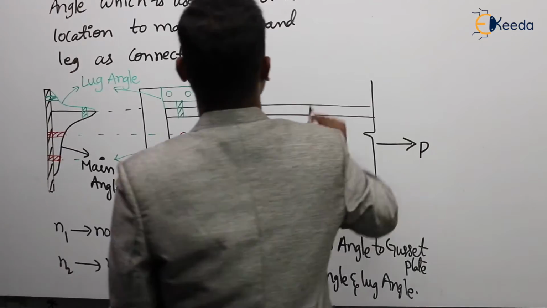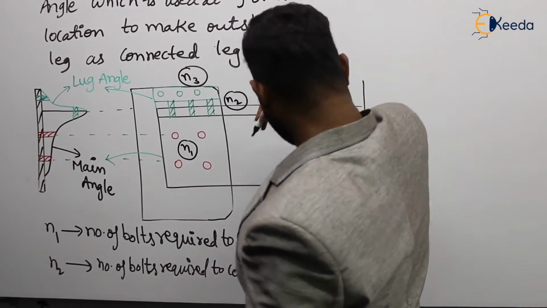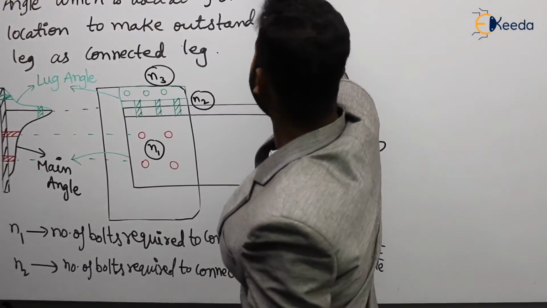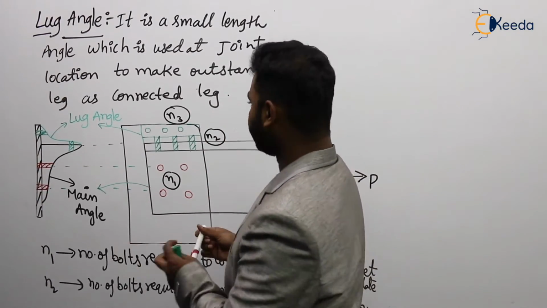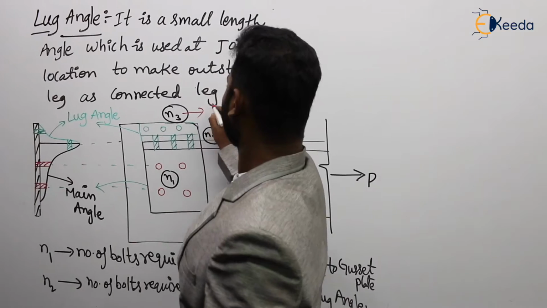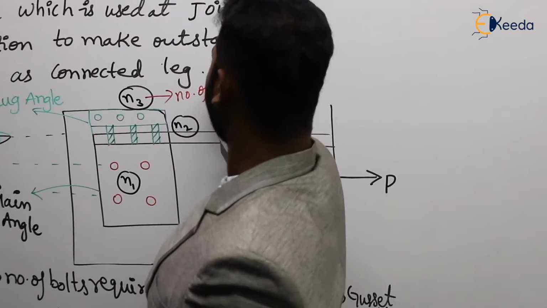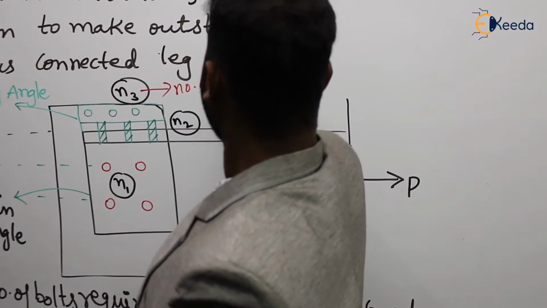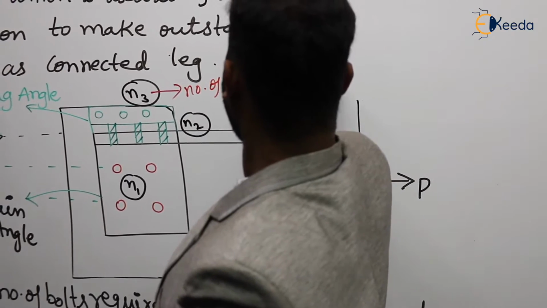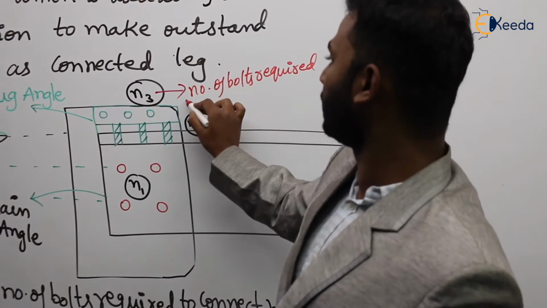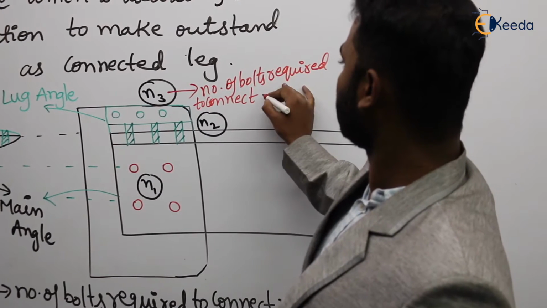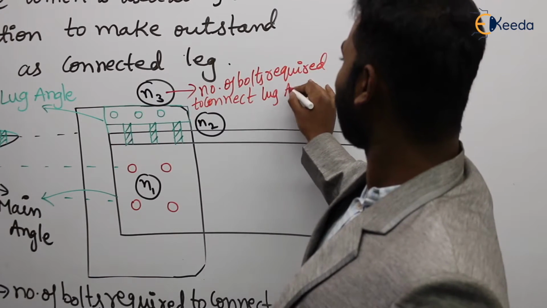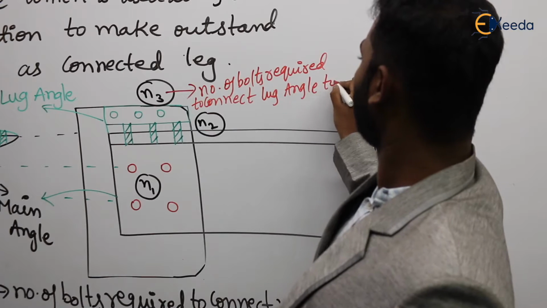Now N3. I will write here itself N3: number of bolts required to connect lug angle to gusset plate.